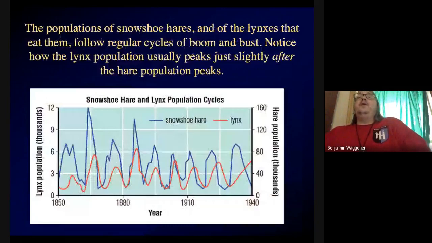Both populations go through cycles of boom and bust. The hare population will rise, and then it will fall. And this graph shows that when the hare population goes down, the graph becomes a receding hairline. Right. Oh, boy. Anyway, so the hare population goes up and down, and the lynx population also goes up and down, and they both go through a cycle of roughly 9 years.